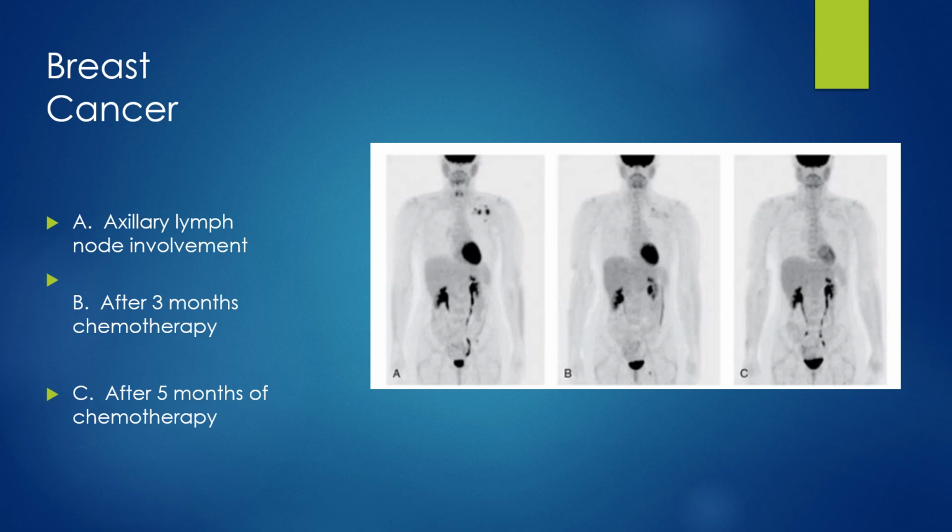So this is one of the reasons that we do SUV calculations. The SUV value would be fairly high in this baseline study, less in B, and then probably within normal limits on C. And so that's one way that they're looking at response to therapy, not just visually, but quantitatively.